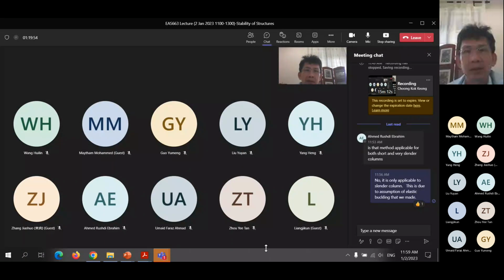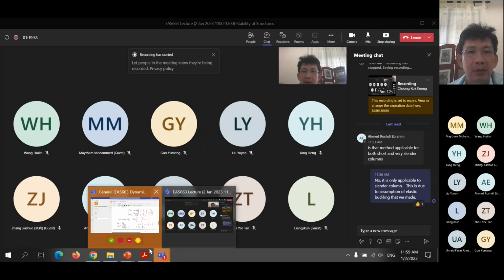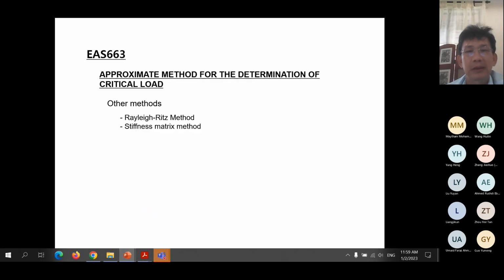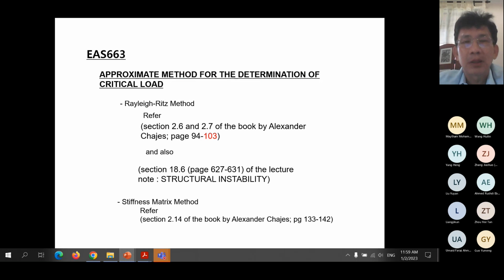Rayleigh Ritz method is the basic equations that we need is the same as what we have covered in the EAS661, but the basic idea behind why we can use Rayleigh Ritz method to determine P critical, I will make it clear to you, but the equations that we need to make use of will be the same as what we cover in EAS661.